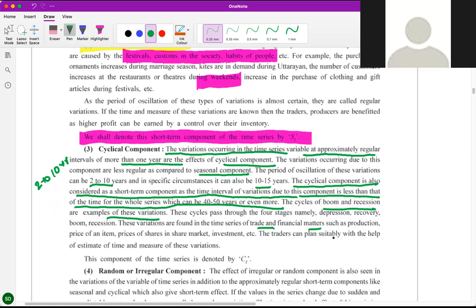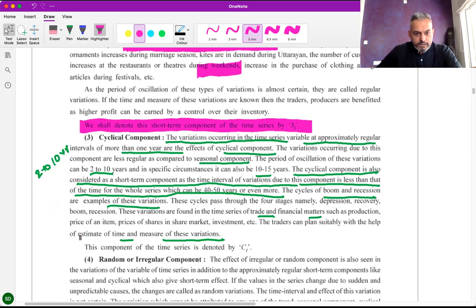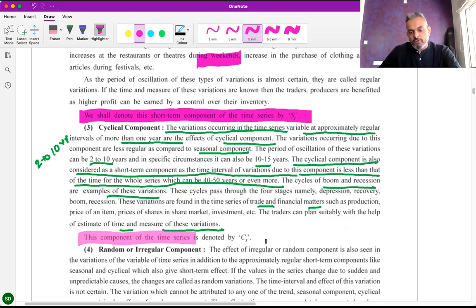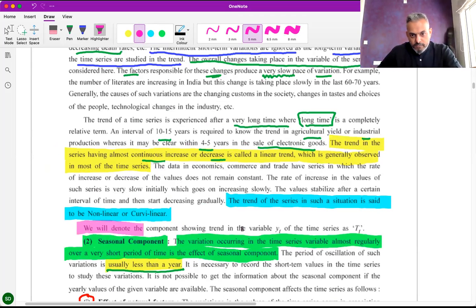Traders can plan suitably with the help of estimates of time and measures of this variation. Please underline this one. This component of time series is denoted by C, and even in long term, underline this, known as capital T.